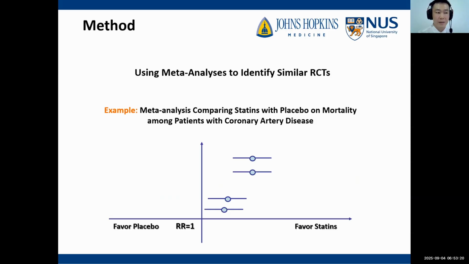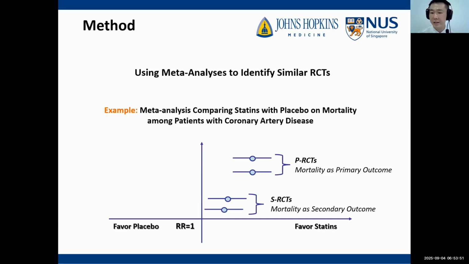Because RCTs in the same meta-analysis have similar designs, in this study, we relied on meta-analysis to identify similar RCTs. The example meta-analysis compared statins with placebo on mortality among patients with coronary artery disease. The RCTs using mortality as a primary outcome were considered PO-RCTs, and those using mortality as a secondary outcome were considered SO-RCTs.